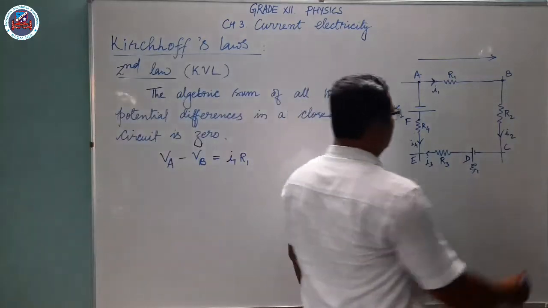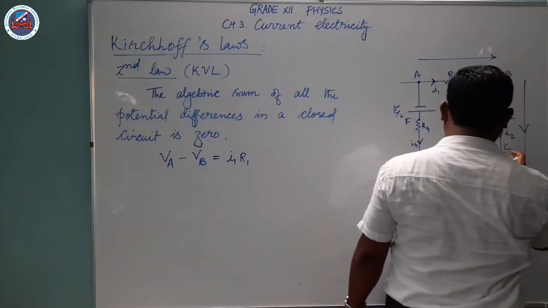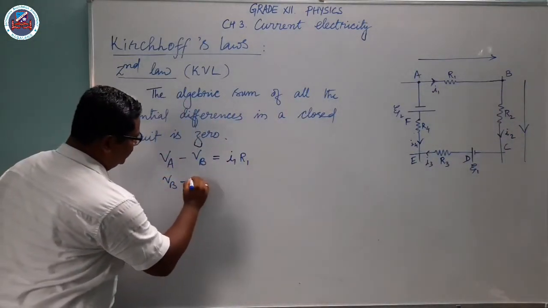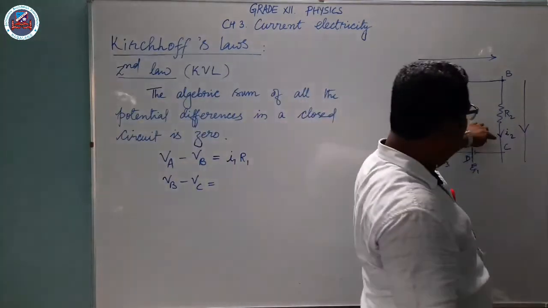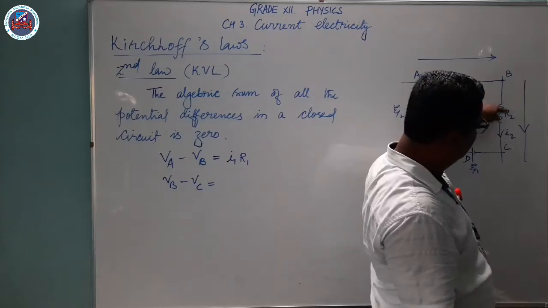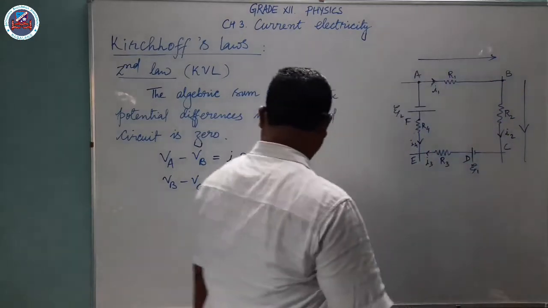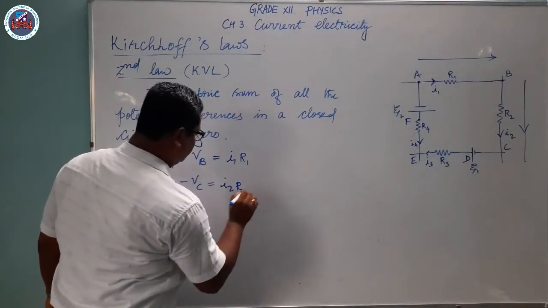Now I'll choose the path from B to C as I'm coming down like this. B to C, if I do, then I'll write VB minus VC. Here, same thing again, the current is in the same direction as the path, so I am taking it as positive, that is I2 R2.